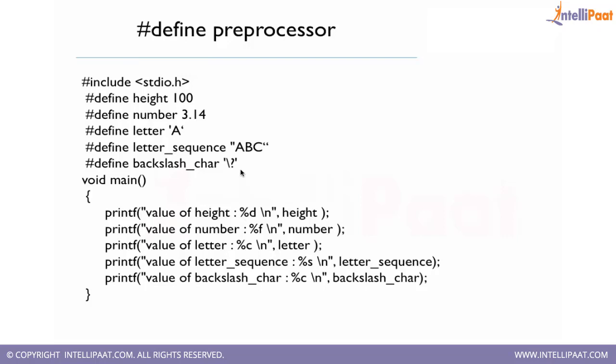If you print, we can use these. So these are nothing but constants. For example, we want height to be equal to 100 throughout our program. We need not define it again or declare one variable and use it in different functions. We can do it with a hash define preprocessor.